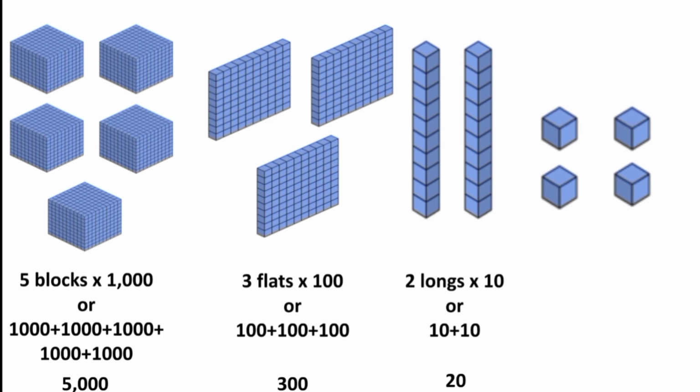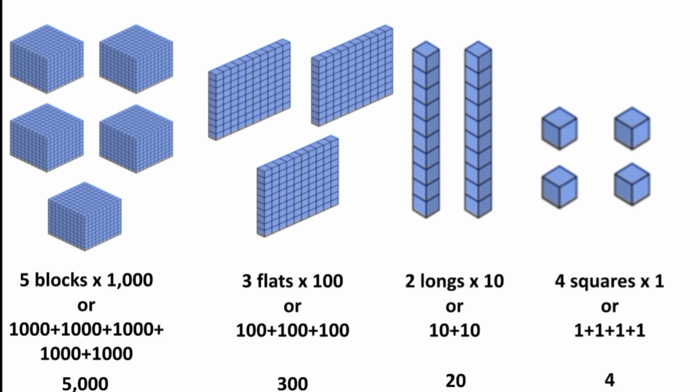For the last one, there are 4 squares in the illustration, and I said that one square represents 1. So my question now is, what is the total number that 4 squares represent? You are very correct. The answer is 4. How were we able to get 4? We multiplied 4 by 1, or we added 1 4 times.